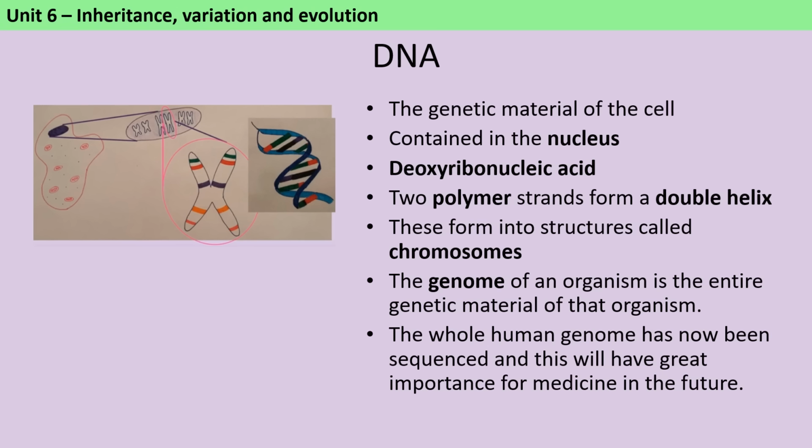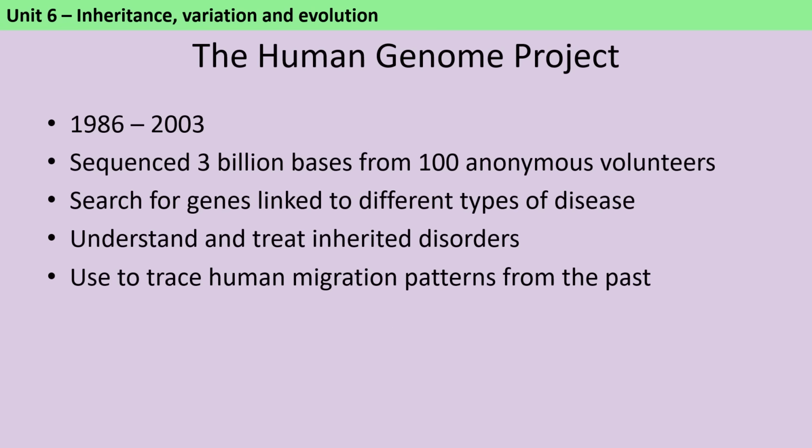The whole human genome has now been studied, and this will have great importance for medicine in the future. The Human Genome Project was a massive undertaking by scientists in many different countries. It ran from 1986, although it officially launched in 1990, up until its completion in 2003. The scientists sequenced 3 billion bases from 100 anonymous volunteers to allow them to search for genes linked to different types of disease, understand and treat inherited genetic disorders, and trace human migration patterns from the past.